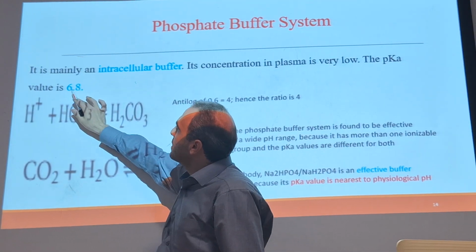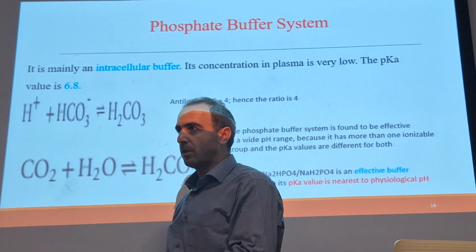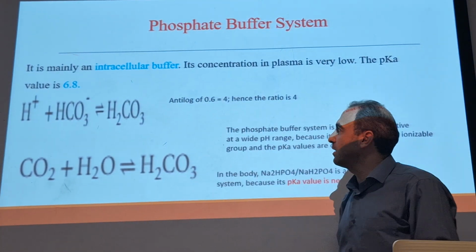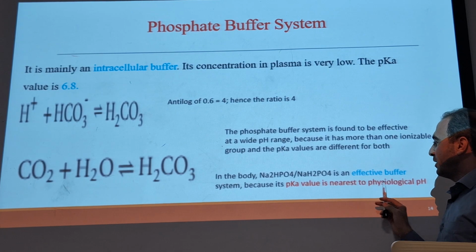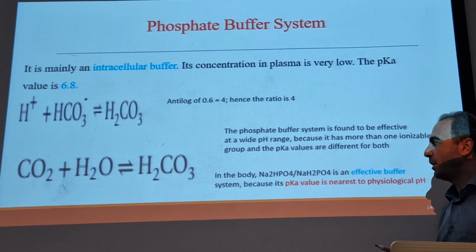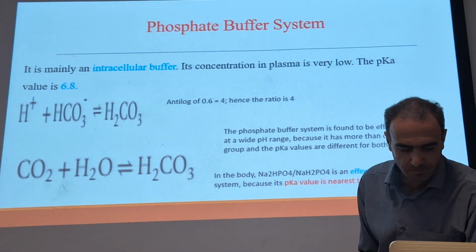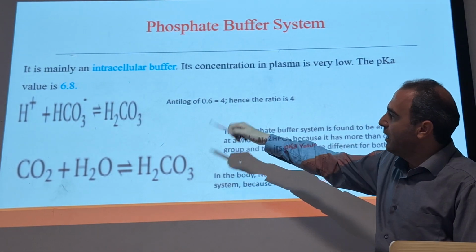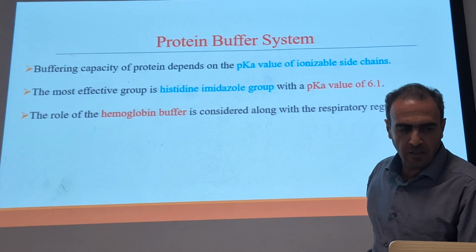Because the pK is 6.8, similar to the pH of the blood, it is so good and has a good capacity inside the cell. And the pK value is near to the physiological pH, so it is an effective buffer inside the cell. Here we have three ways for the buffer system, but I didn't bring them.